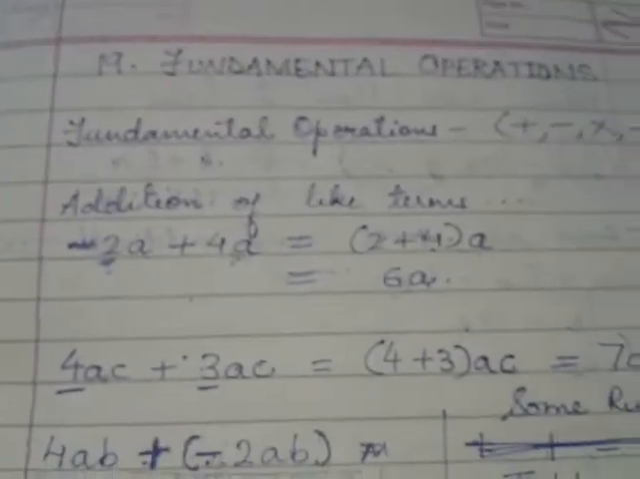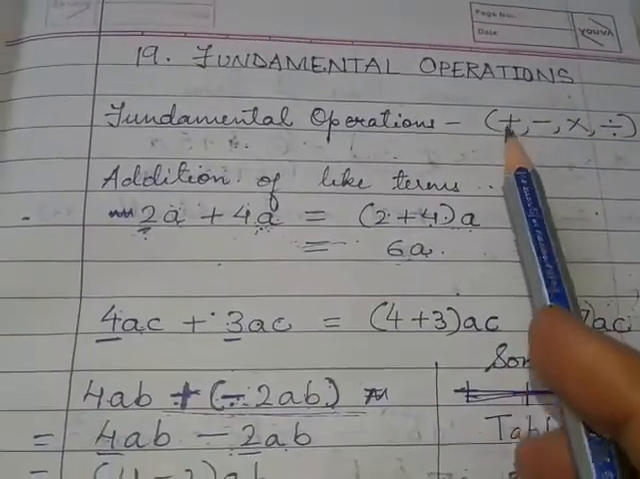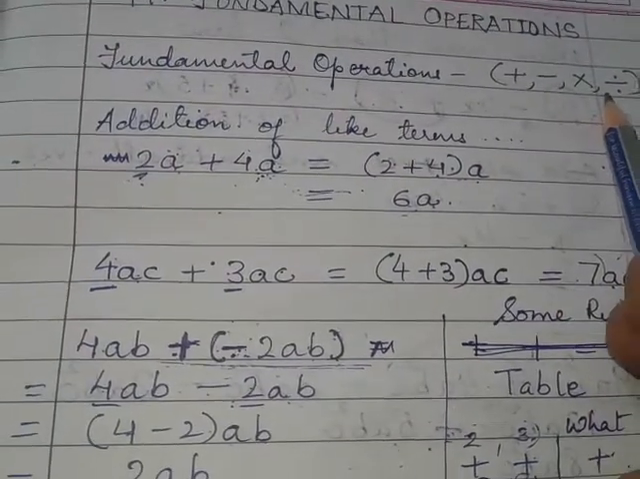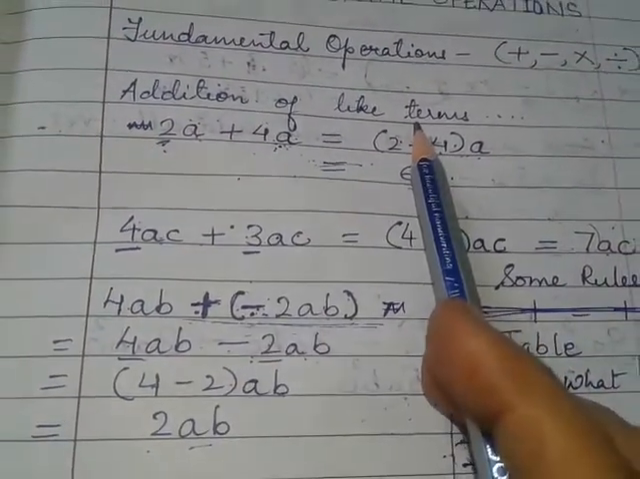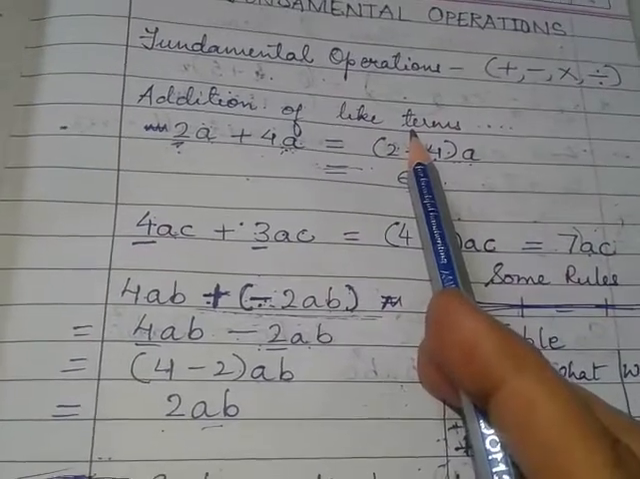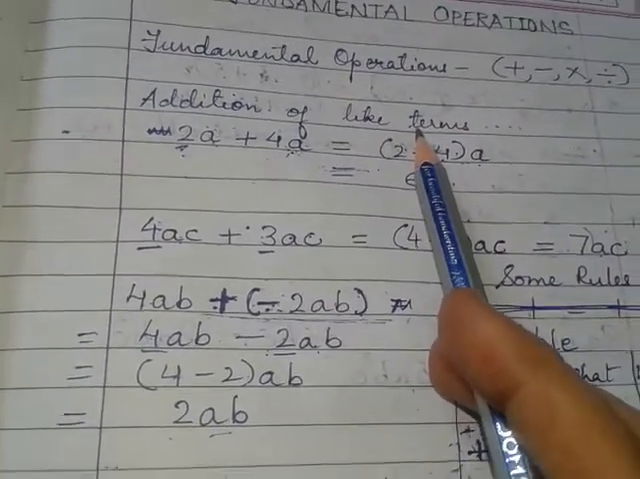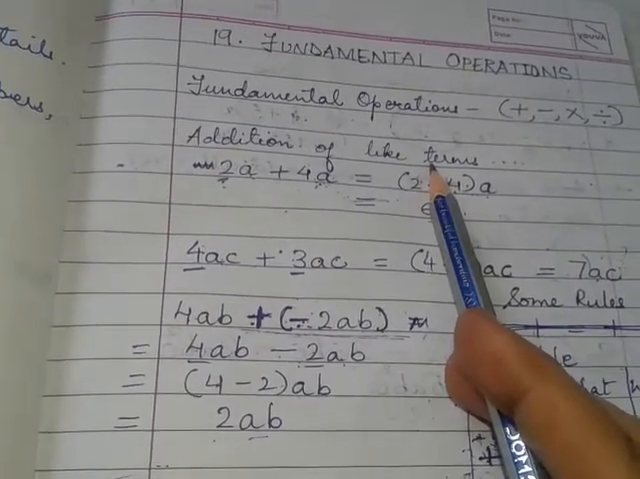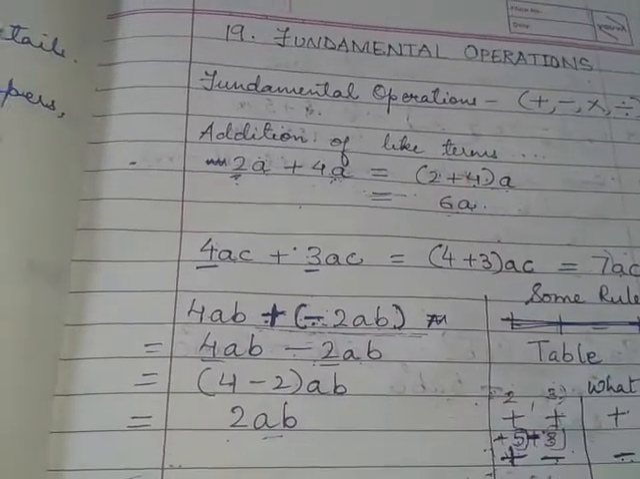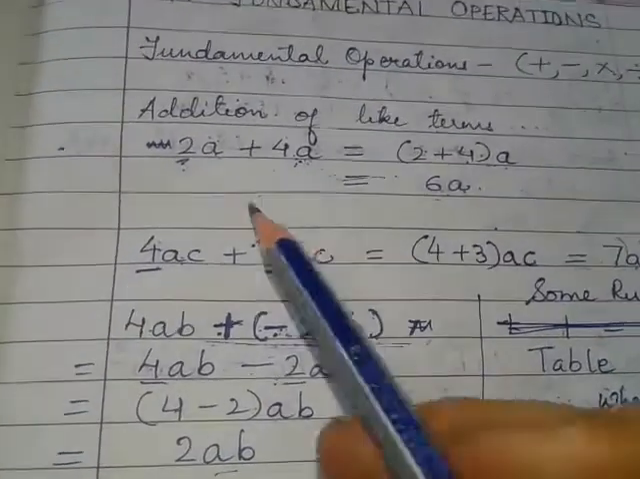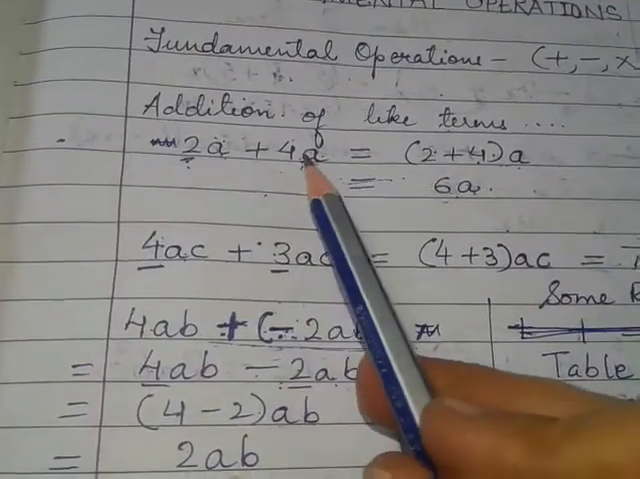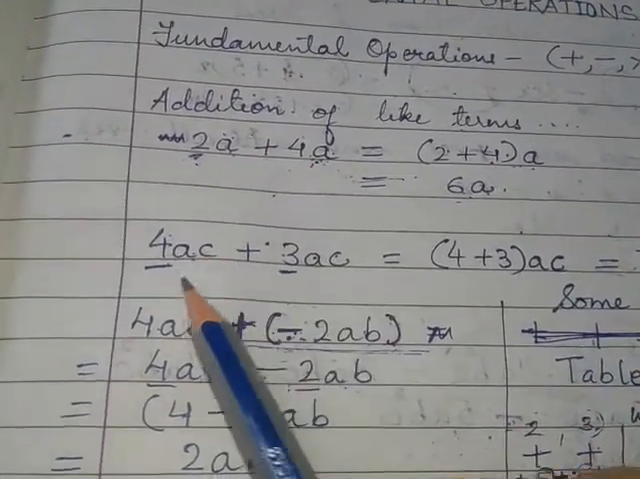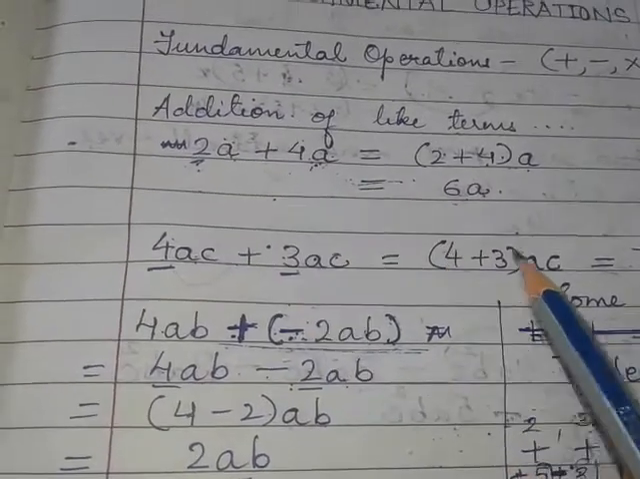So next chapter, fundamental operations. These are the fundamental operations: plus, minus, multiplication and division. In addition, we can only add like terms, or we can only subtract like terms. And you know till now what like terms and unlike terms are. Okay. So here 2a and 4a are like terms because a and a is there. If a square is also there and a is there, they are unlike terms. So they should be exactly the same. Then I can add them.